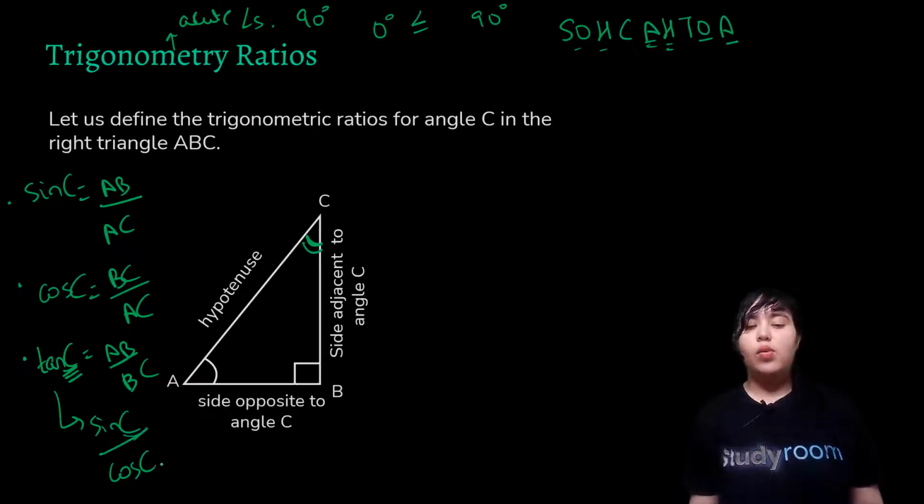So what is sin C? That is AB upon AC. What is cos C? BC upon AC. So if you take the ratio, even then you will get the same answer. So it could be a good way to verify an answer if you have two ways to get to a solution.